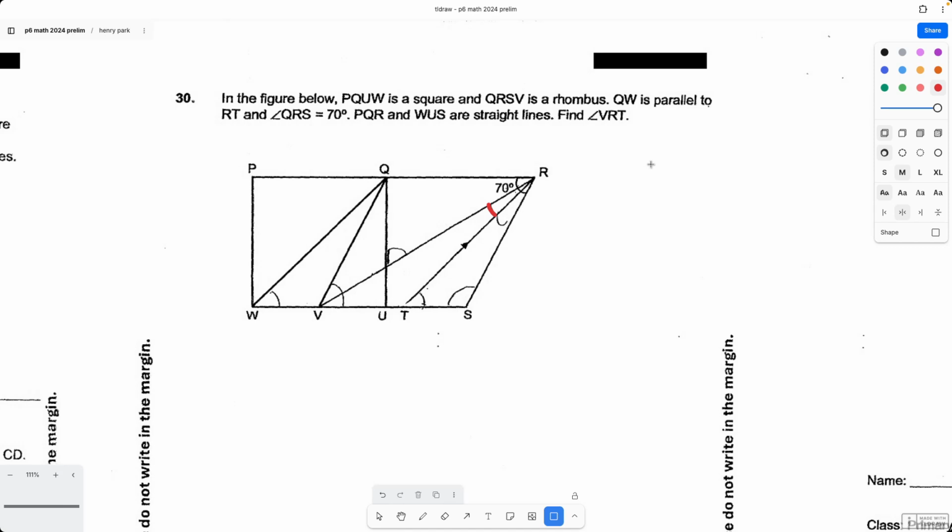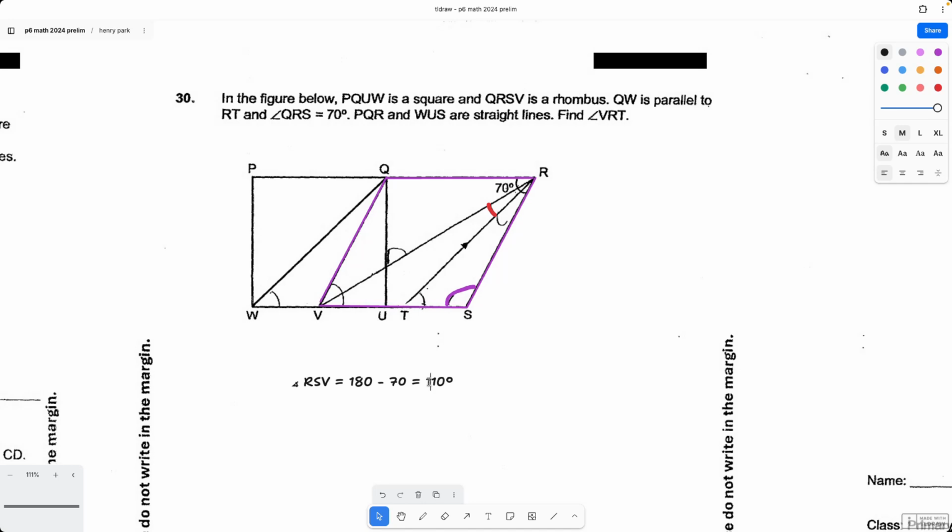Okay, first is that we know, let me just draw maybe in purple, that QRSV is a rhombus. So we also know that the 70 degrees over here is one side of the rhombus. That means the adjacent side, which is this over here, angle RSV, is equal to 180 minus 70, which is equal to 110 degrees.